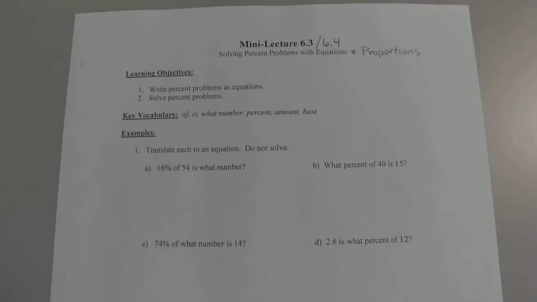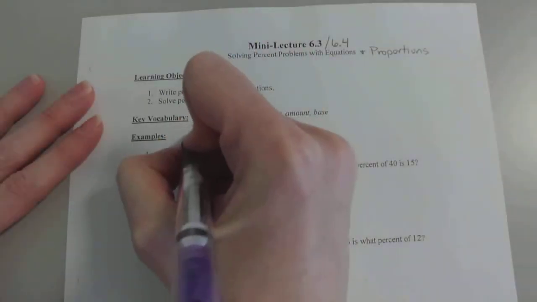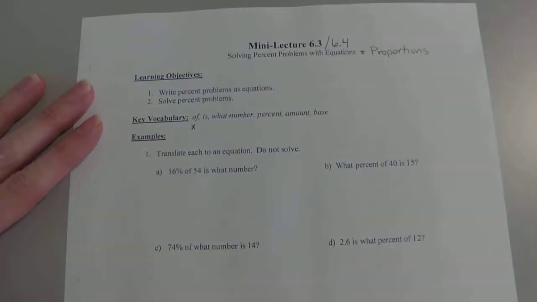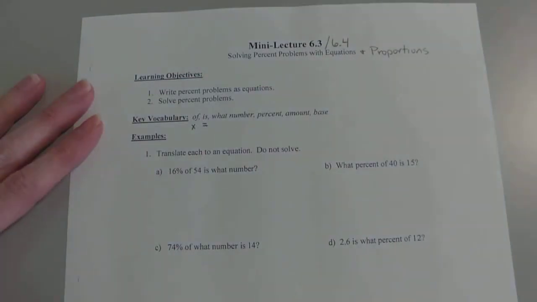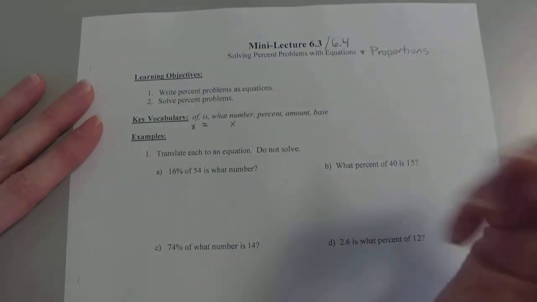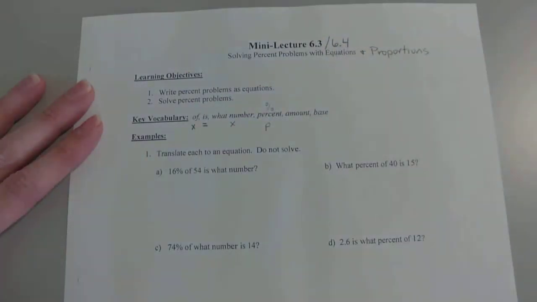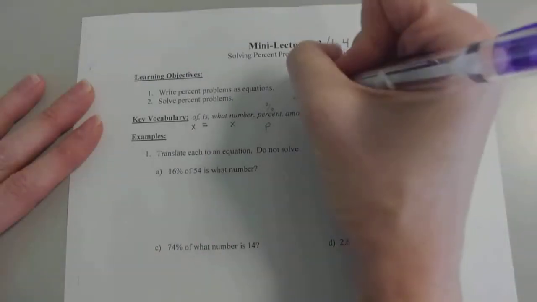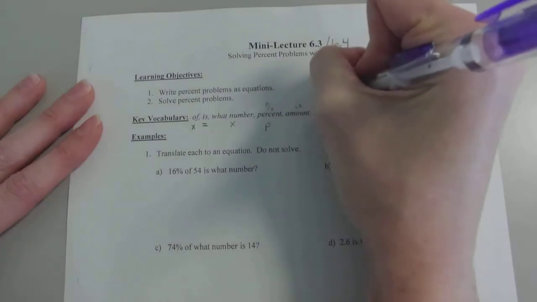So let's talk about some of the key vocabulary. Of means multiply. Is means equal. What number? We don't know, so that's our variable x. The percent is either the percent as a decimal, or sometimes we don't know it, so it's called p. And then when we do it with proportions, the amount is usually is, and the base is usually of.